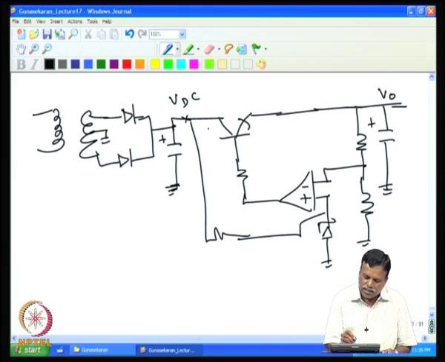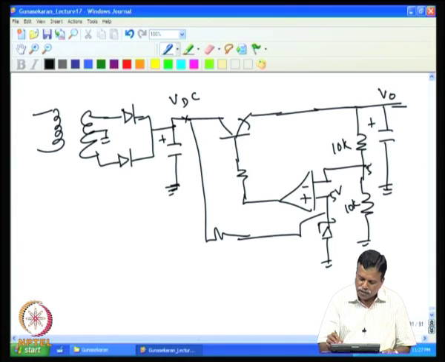So, the unregulated DC voltage whatever is here appears as a regulated voltage at this point. Now, that is regulated against the reference voltage. For example, if the reference voltage is 5, then we know this also has to be 5, and if these two resistances are equal, for example 10k and 10k, then if this is 5 volt, we know this has to come to 5 volt.